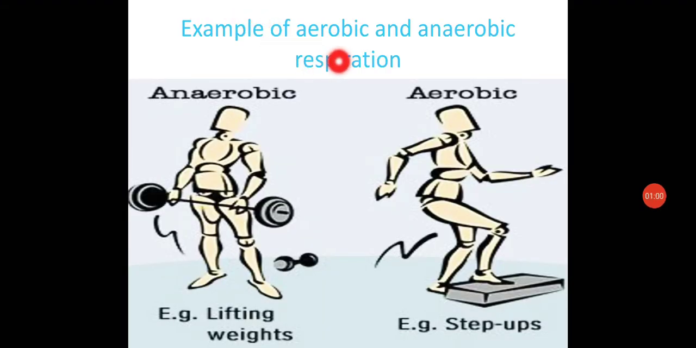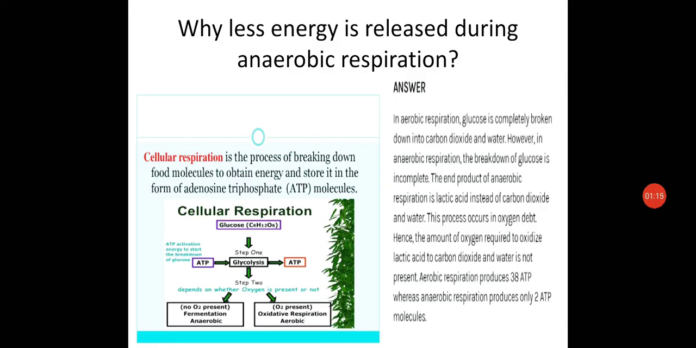Example of aerobic and anaerobic respiration. The example of anaerobic respiration is weightlifting, while the example of aerobic respiration is step ups. Why is less energy released during anaerobic respiration? Here is a diagram which is representing cellular respiration.